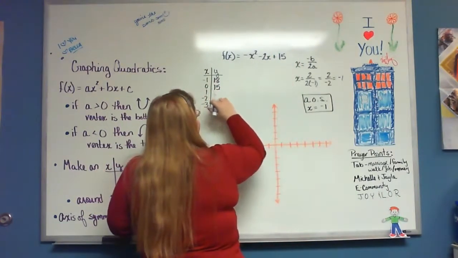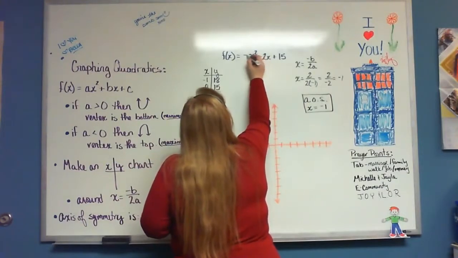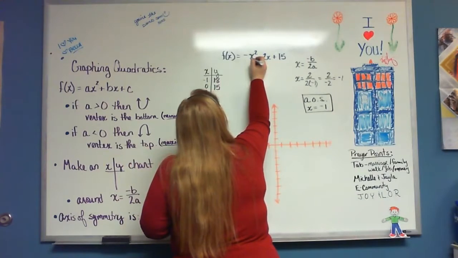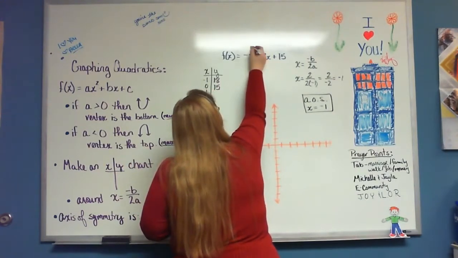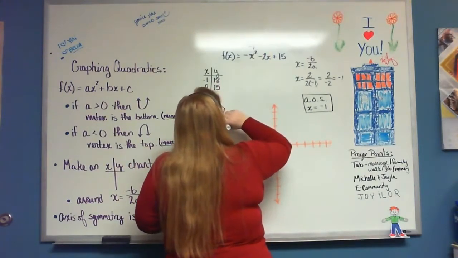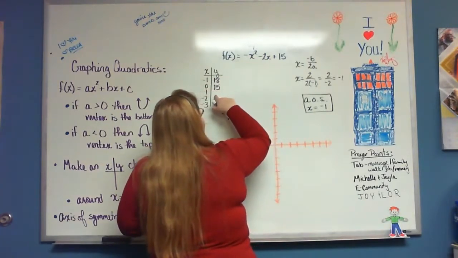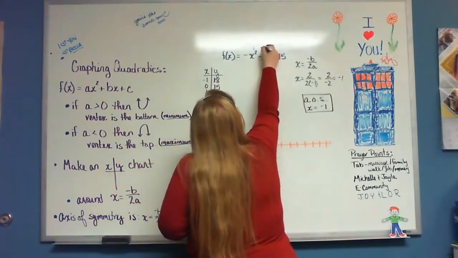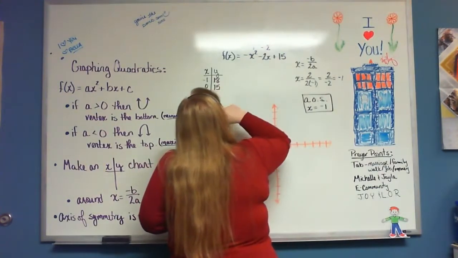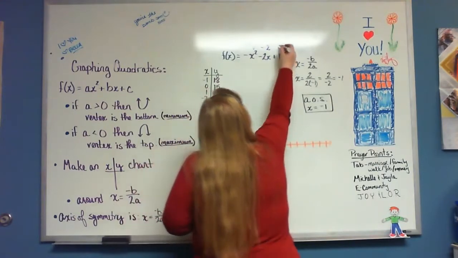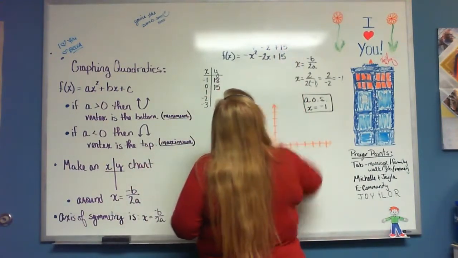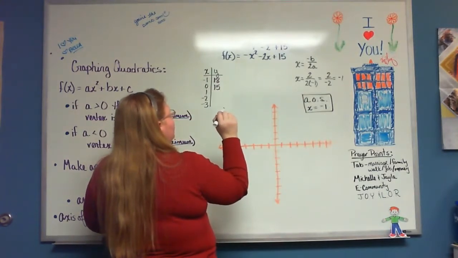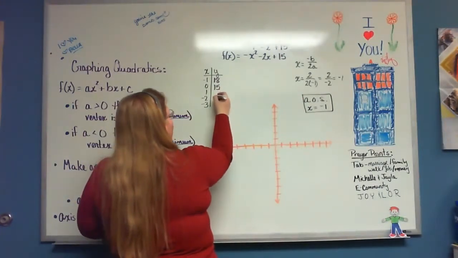And then for +1, +1 squared gives me 1, but there's a negative there, so that's -1. And then +1 times -2 gives me -2, and then plus 15, which is 12, right?